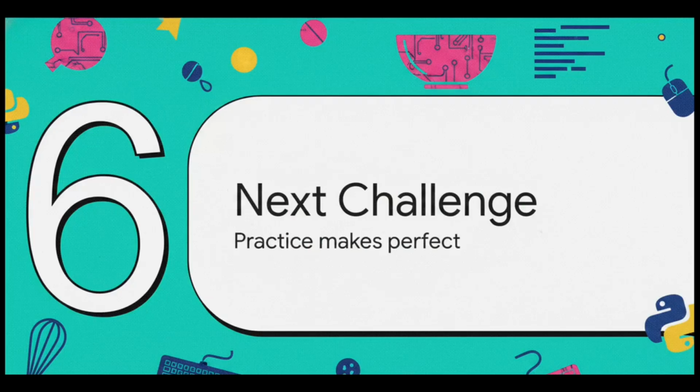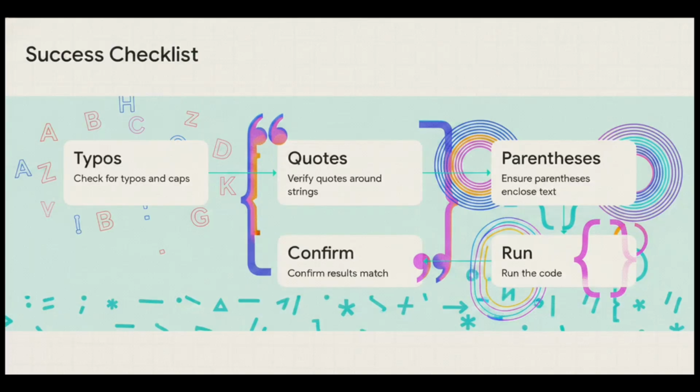Okay, we've made it to Section 6, your next big challenge. We've gone over the recipe, we've set up our coding kitchen, and we know exactly how to fix our little cooking mistakes. But before you go off and write a program completely on your own, I want you to use this clear checklist to verify your first program success. Step 1. Check for typos, keeping a close eye on capital letters. Step 2. Verify your quotes are securely around your strings. Step 3. Ensure your parentheses properly enclose that text. Step 4. Run the code. And Step 5. Confirm the results are exactly what you intended.